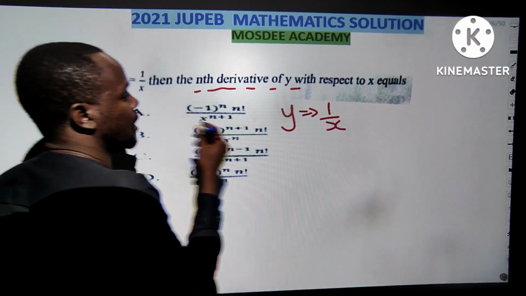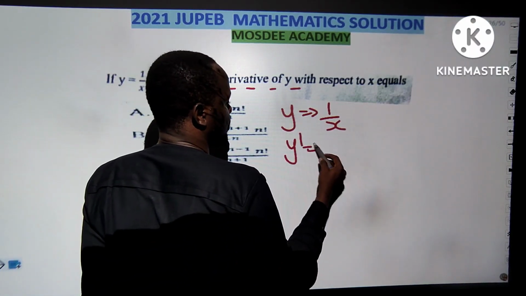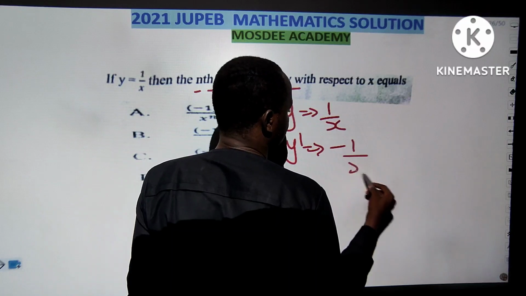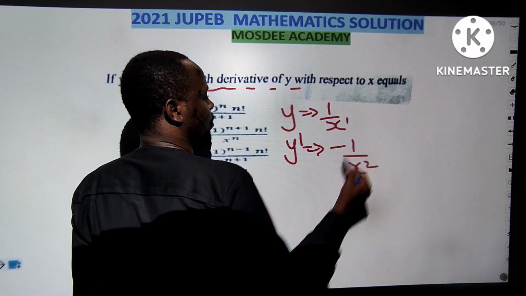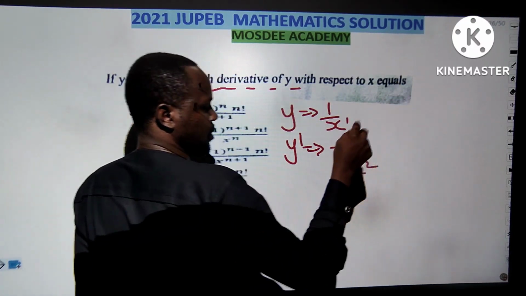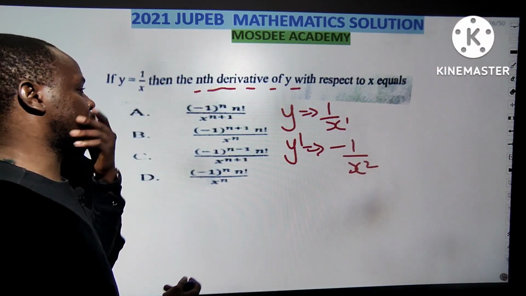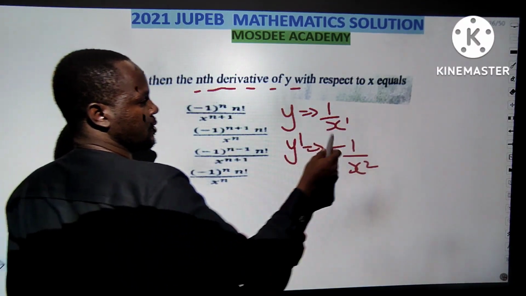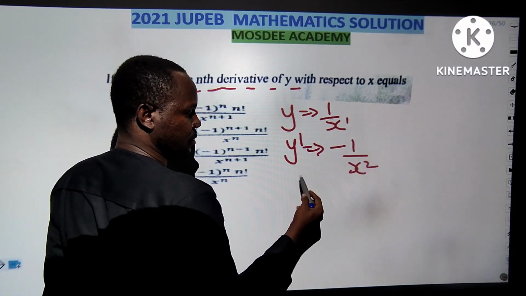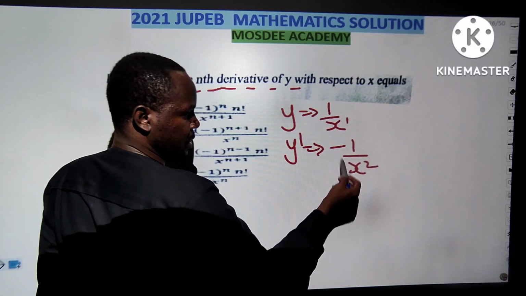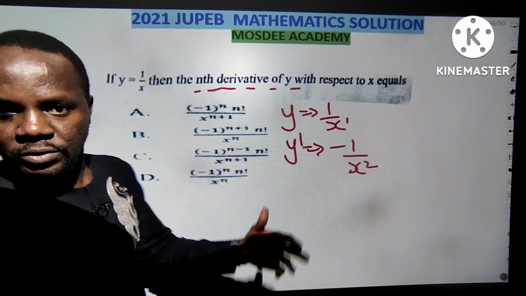Now, the nth term of 1 over x. If we find y prime of this one, this is negative 1 over x squared. So if we increase the power, that is power 1. If it is power 2, it will be negative 2 over, and it will continue, so you can just use that to look for the value. So if it is n, raised to power 2, raised to power 3, you continue. If this is now x squared, it will be negative 2 over, that is the way it will be going.